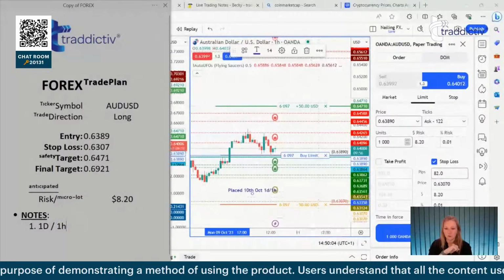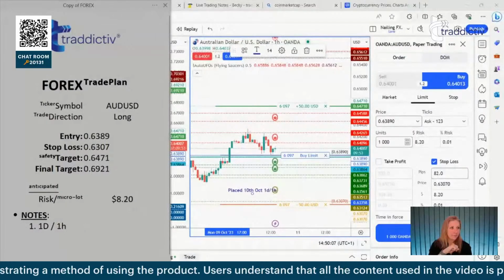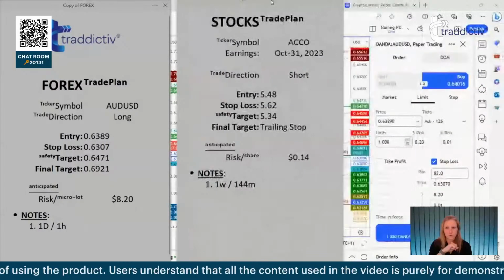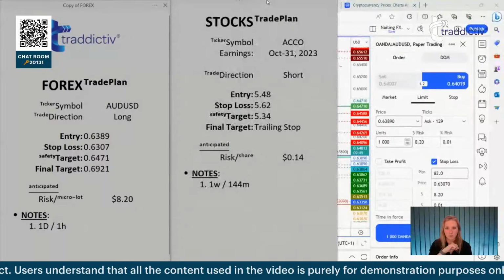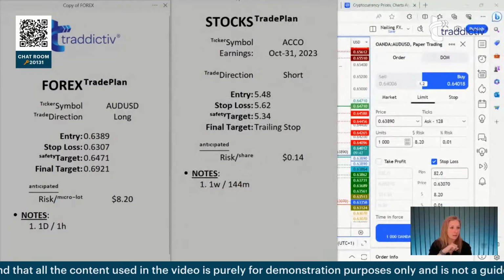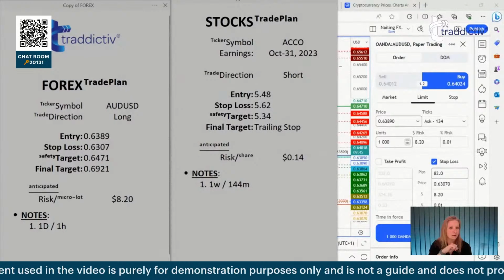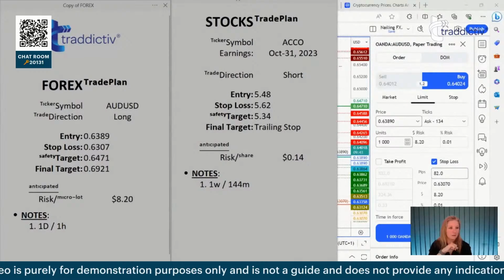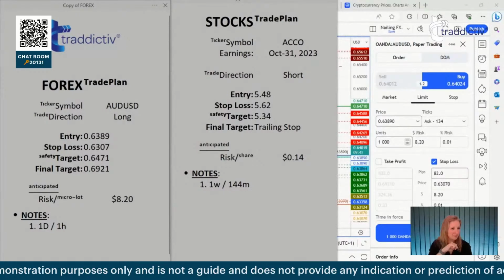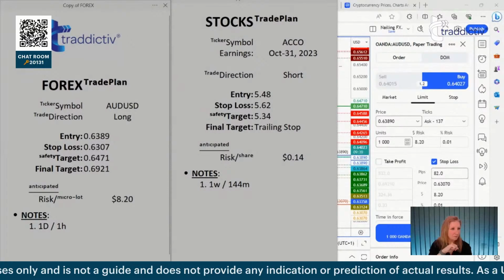Alrighty, so let's now bring up the others. So we had a stock trade that we put on, and we had a crypto trade, although I can't bring that up for some reason.